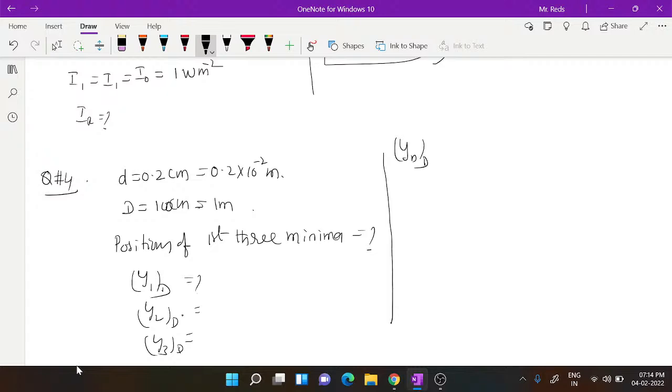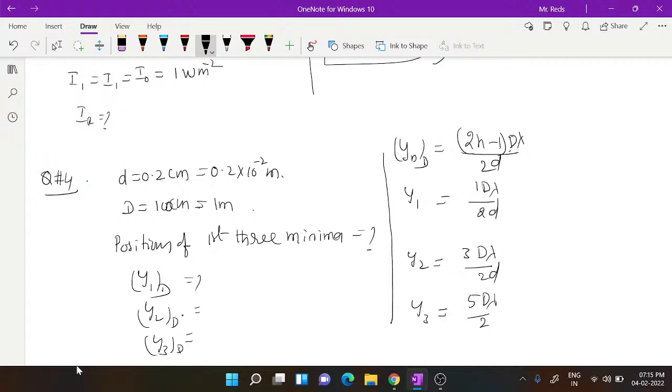You have to get interference minimum and nothing but dark fringes. So it is equal to (2n minus 1) into lambda by 2, so y is nothing but (2n minus 1) into D lambda by 2d, right? So we can say y1 is equal to, 2 minus 1 is 1, D lambda by 2d. y2 is equal to, 2 into 2 is 4, minus 1 is 3, D lambda by 2d, and y3 is equal to 5D lambda by 2d.